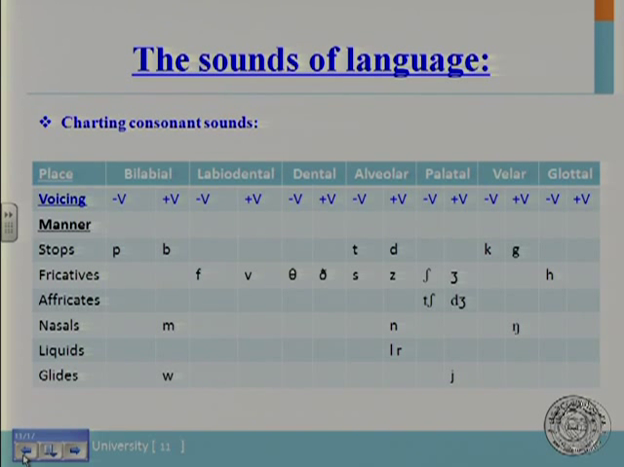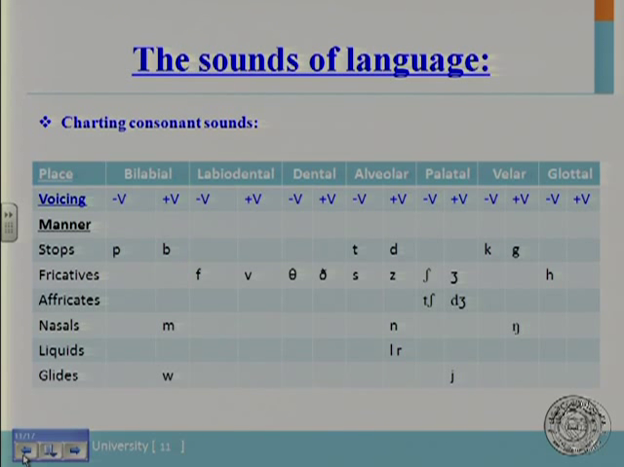But the affricates here, we have again two. We have ch, and we have j, as in joke. One is a voiceless sound and the second one is voiced. Here we can give a description of one of these four. For example, ch is palatal, affricate, voiceless sound, while j is palatal, affricate, voiced sound.